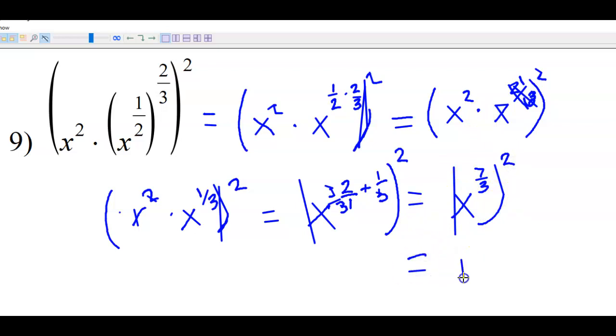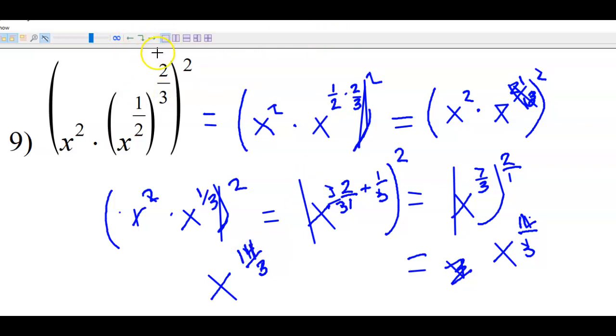So x is going to have the exponent of 7/3 times 2. Think of it as 2 over 1. 7 times 2 is 14, and 3 times 1 is 3. So x is raised to the power of 14 over 3. Totally can't read that, but that's what it says. x to the 14 over 3. Wow. Okay. All right, you'll just have to take my word for it.